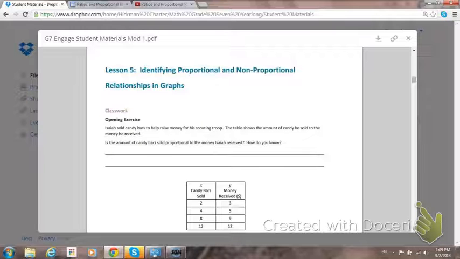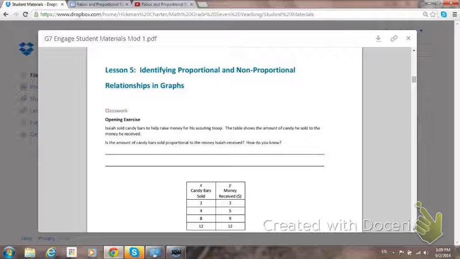Welcome to Lesson 5 in Ratios and Proportional Relationships. Again, we're still on Module 1. Today we are going to talk about something a little bit different: identifying proportional and non-proportional relationships in graphs.